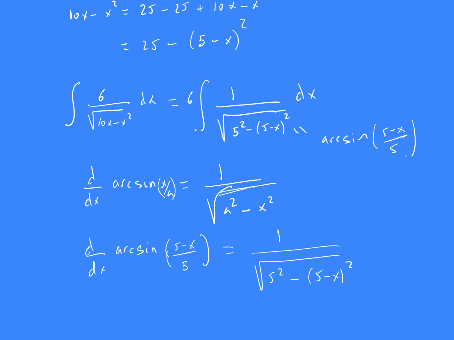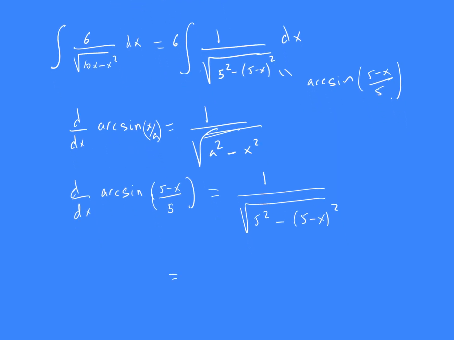So the integral will be 6 times arc sine of 5 minus x divided by 5 plus c, and when I take the derivative of this, the derivative of 5 minus x will produce a minus sign, so I'll better correct here. Now it's correct. It's minus 6 arc sine of 5 minus x divided by 5 plus c. That's all.